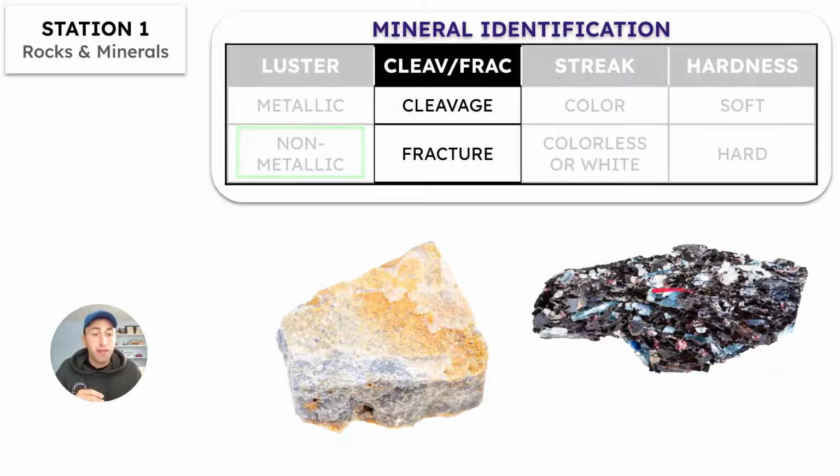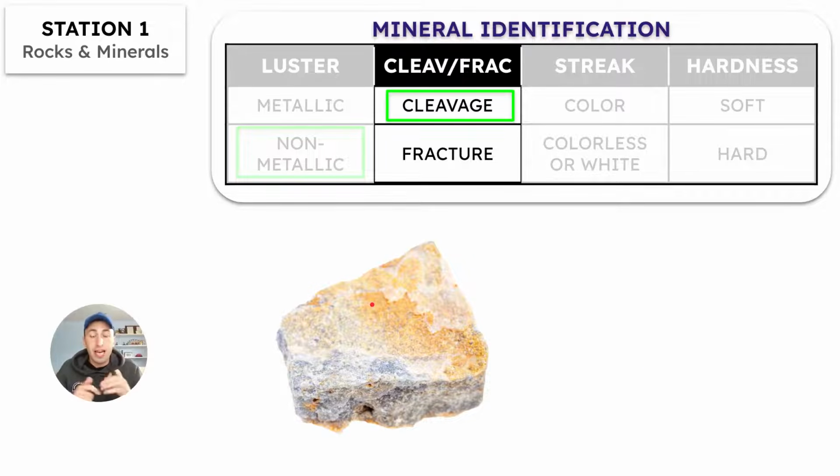This would be an example of fracture. You see, this is fracture. You see how it breaks into all these different parts. There are no flat sides to it. So therefore, this would be fracture. This would be cleavage. This would also be metallic. We'll see that in a minute. But this would be cleavage. You see it has the flat sides.